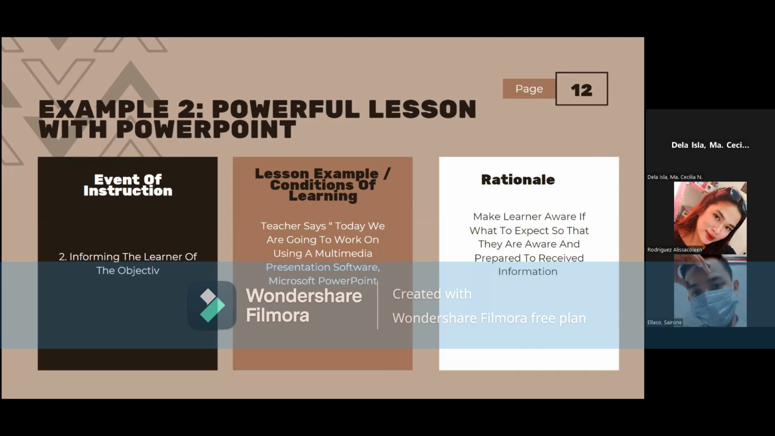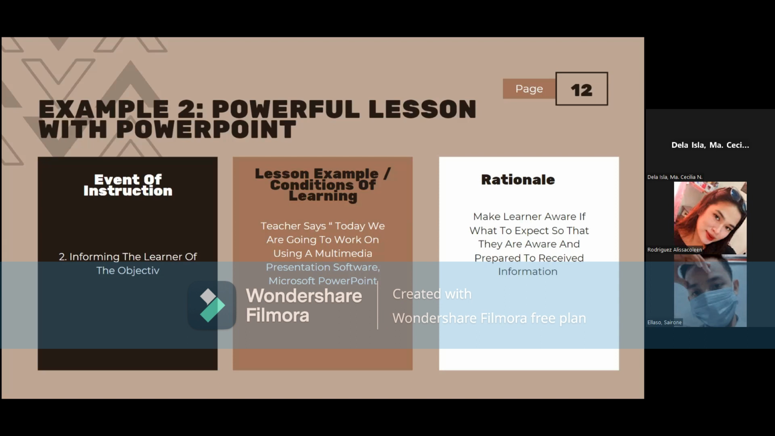It helps the learner to understand what they need to learn, why it is important, and why they will be able to do as a result. This can be help to motivate the learner and keep them focused on their learning goals. And second, rationale is make learner aware of what to expect so that they are aware and prepared to receive information.